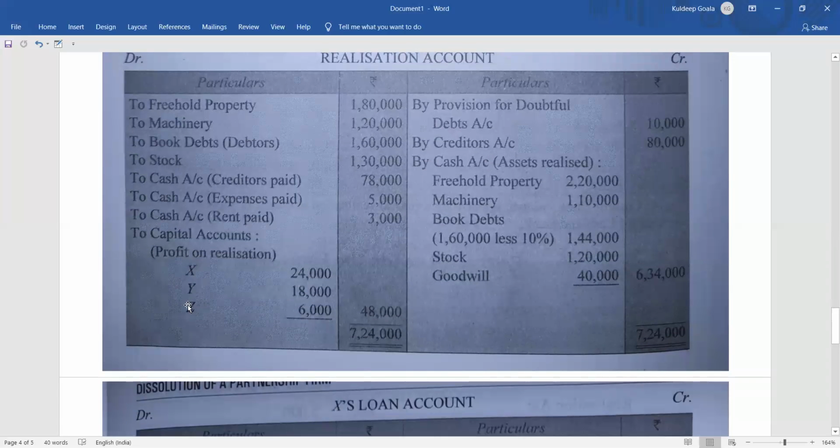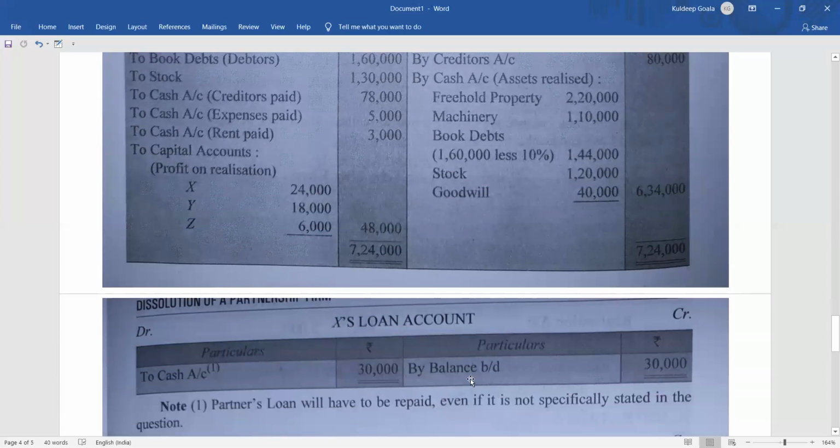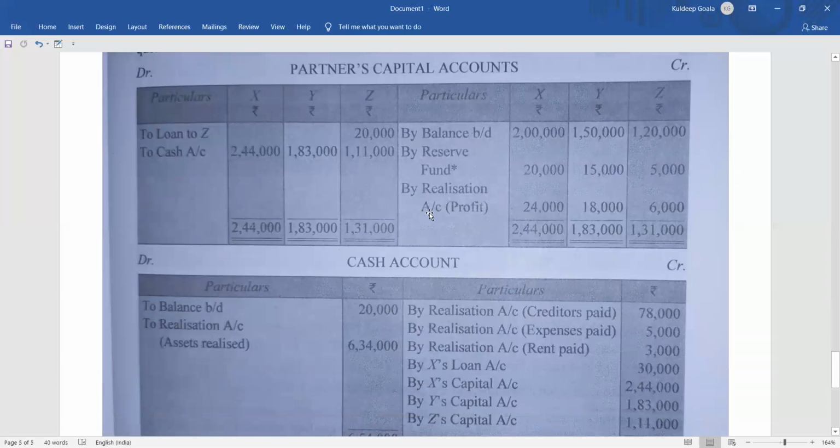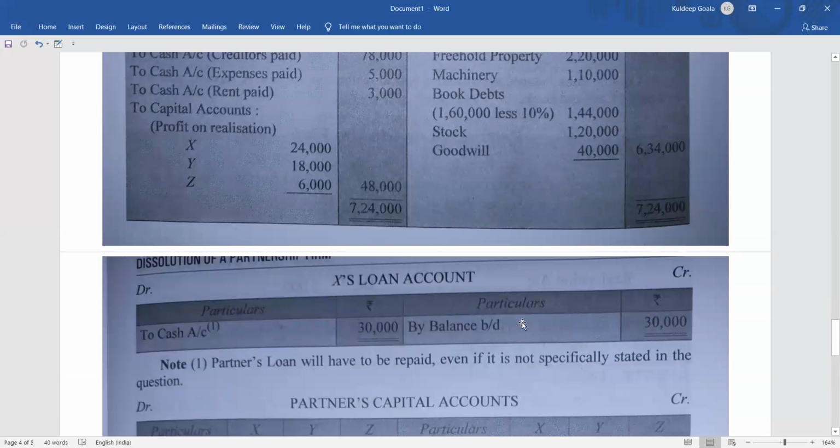Okay, so this is a profit, so profit will go in the credit side of the partners capital account. How? By realization account, in the bracket you can mention profit of how much? 24,000, 18,000, and 6,000 respectively. So you can see here by realization account in the bracket profit 24,000 in case of X, 18,000 in case of Y, and 6,000 in case of Z. Clear? Okay. Now let's see, is there anything else? No. The loan account? No, nothing is mentioned.